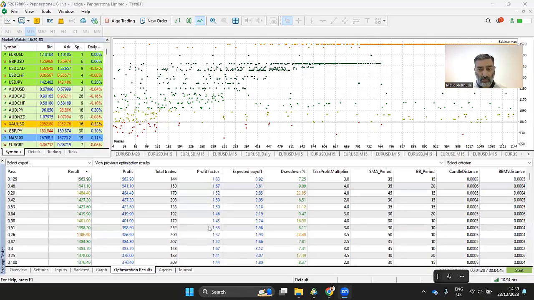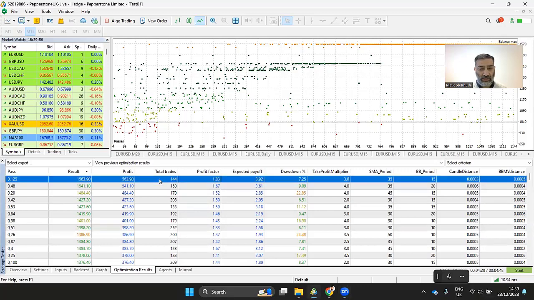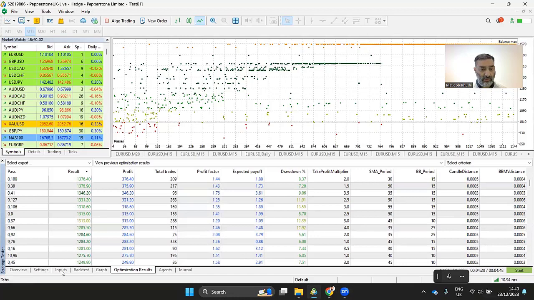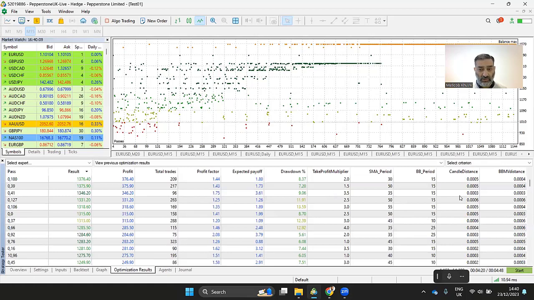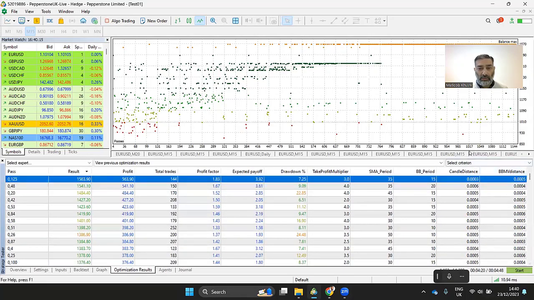Okay, now my backtesting has been finished. Now we can have a look at the results. Against all of these settings, I've got more than 6,000 results. Remember, we had 6,125 settings to test for, and in the optimization results, you have that many results up there. And you can see the best setting on the top.